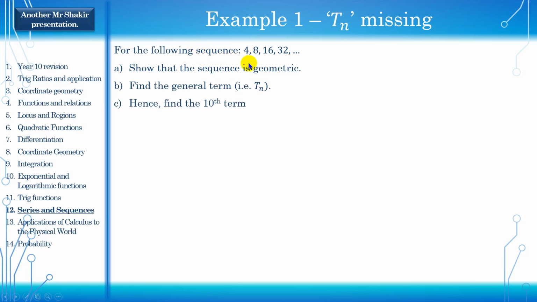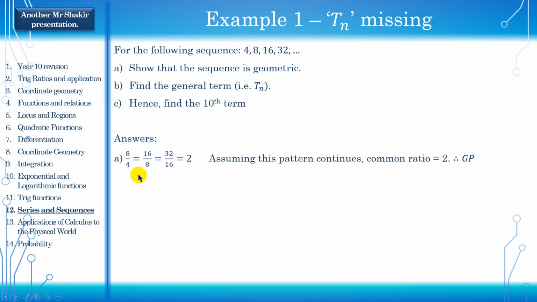Alright, so for the following sequence, 4, 8, 16, 32, show that the sequence is geometric. Well, how do we show that? We do T3 over T2 has to equal T2 over T1. And 8 over 4 is equal to 16 over 8, which is equal to 32 over 16, and they're all equal to 2. Assuming this pattern continues, common ratio is equal to 2, therefore it is a geometric progression.